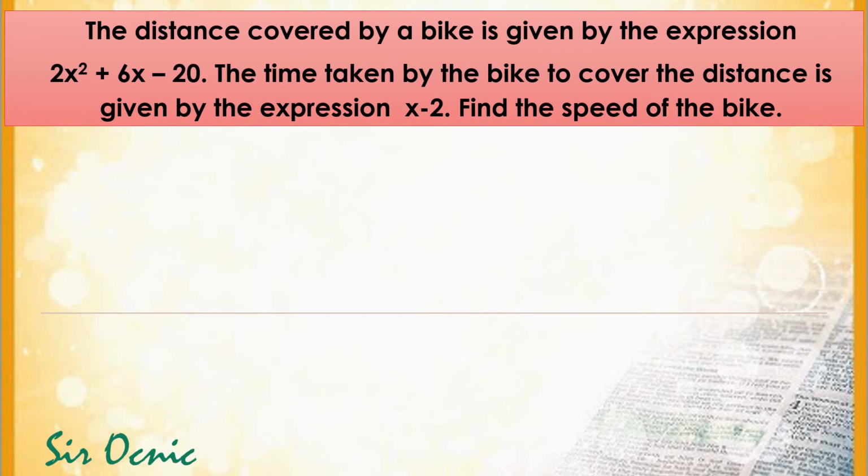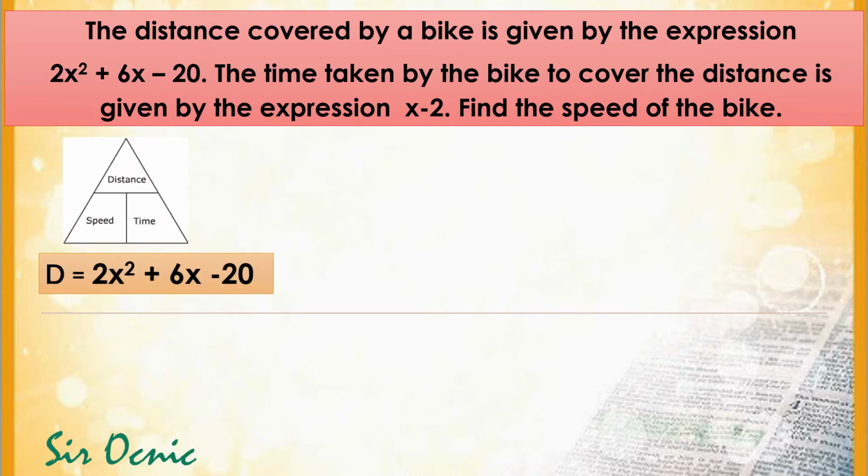The distance covered by a bike is given by the expression 2x squared plus 6x minus 20. The time taken by the bike to cover the distance is given by the expression x minus 2. Find the speed of the bike. The given distance is equal to 2x squared plus 6x minus 20. X minus 2 represents the time taken by the bike to cover the distance.